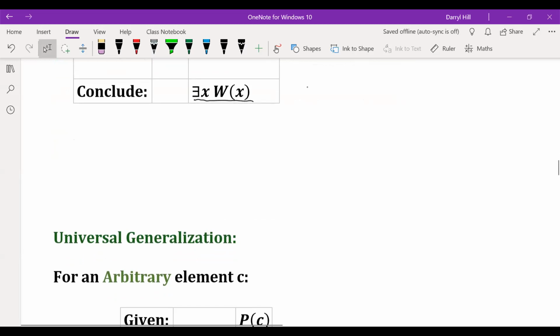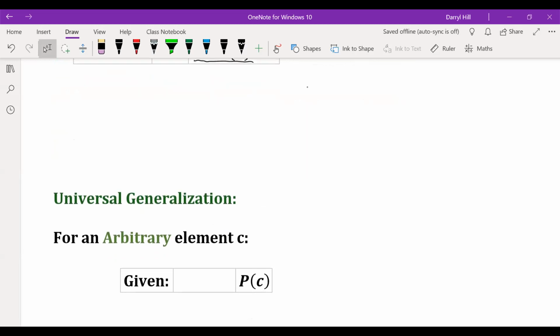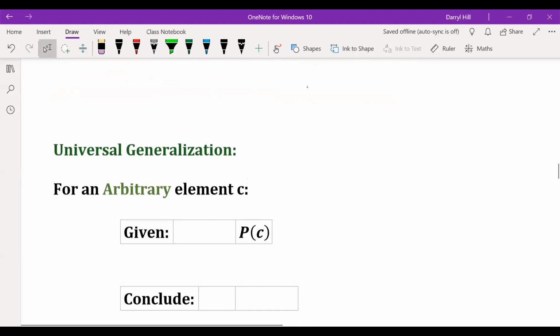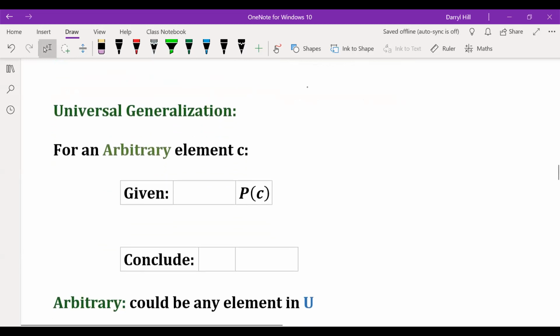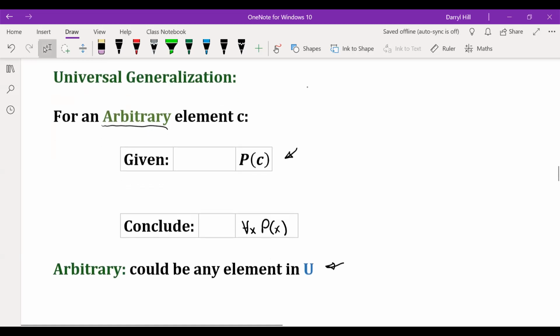Okay. Universal generalization. So for an arbitrary element C, I can claim P of C. So now, what do we mean by arbitrary element? If I say arbitrary, that means it could be any element in the universe. So I've chosen an element, but I've said nothing specific about it. I've just said I could take basically anything from the universe and conclude P of C. And so based on that, I can conclude for all x, P of x, right? So the important part is that it's an arbitrary element, C. So I know nothing else about it.